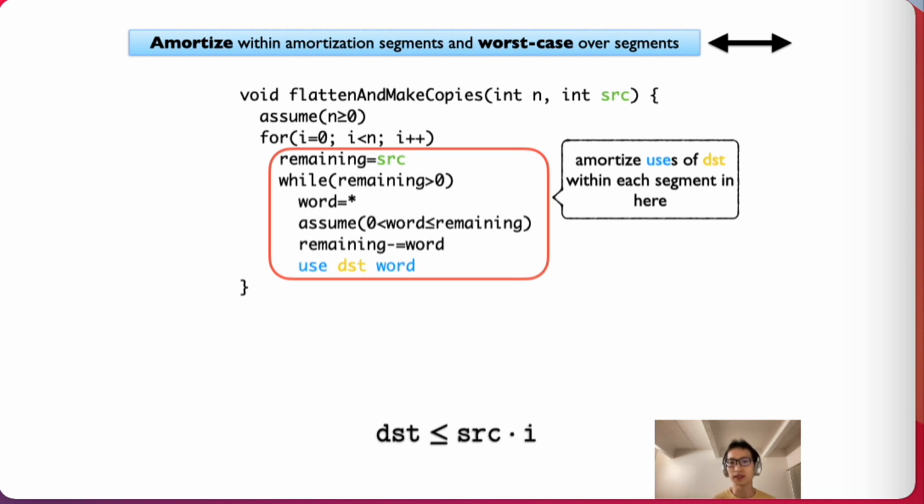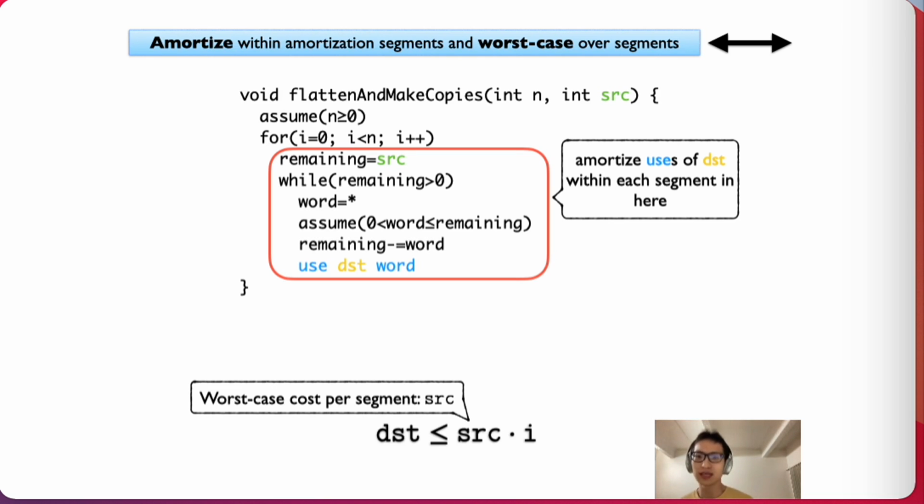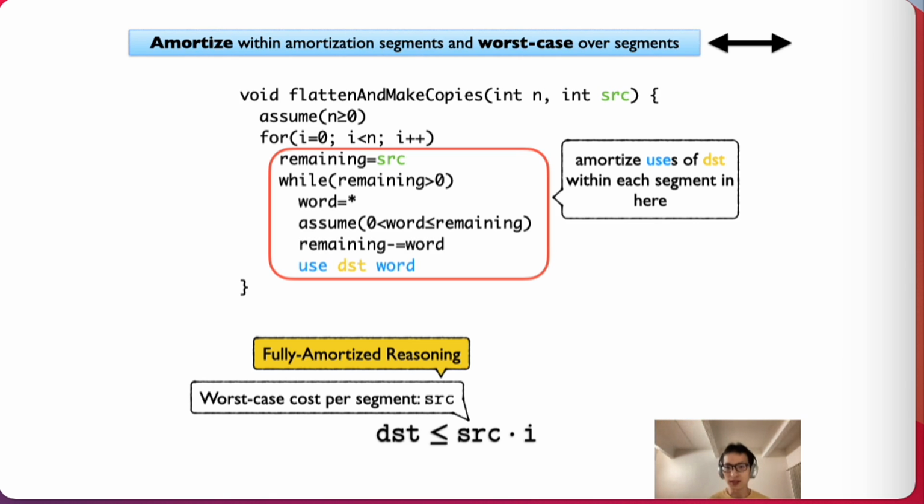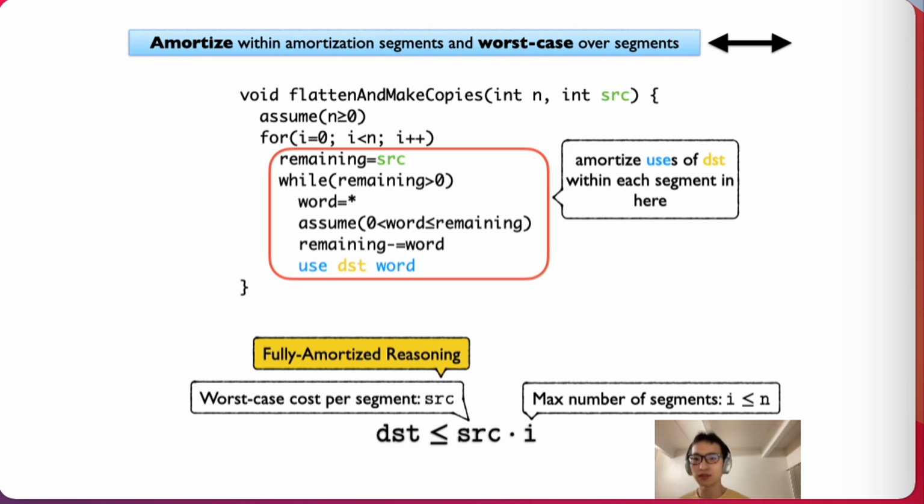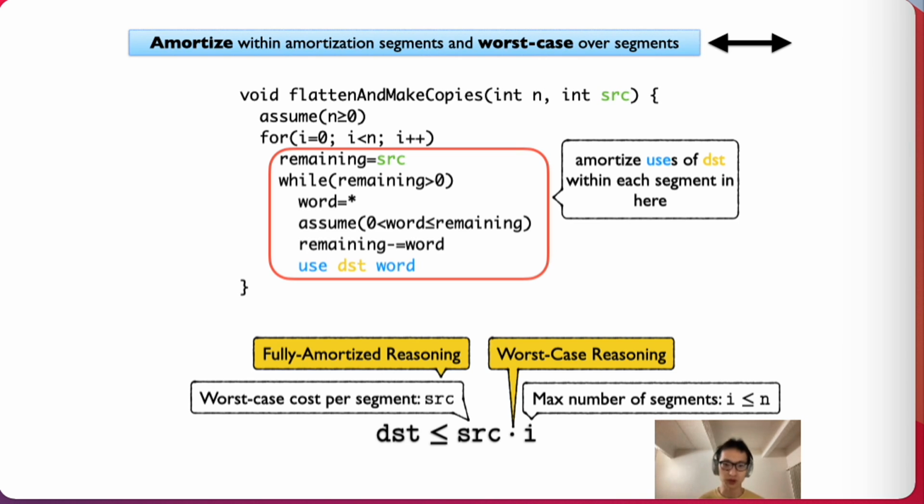This inequality means the worst-case cost of executing a segment is source, because one iteration of the outer loop copies the entire list source. To obtain this estimation, we must apply amortized reasoning within the segment, because the lengths of words may vary. Then, we analyze the max amount of times the segments can be executed, which is n, because the outer loop iterates for n times. Thus, this product is using worst-case reasoning, because it uses worst-case cost of any segment, which is source.